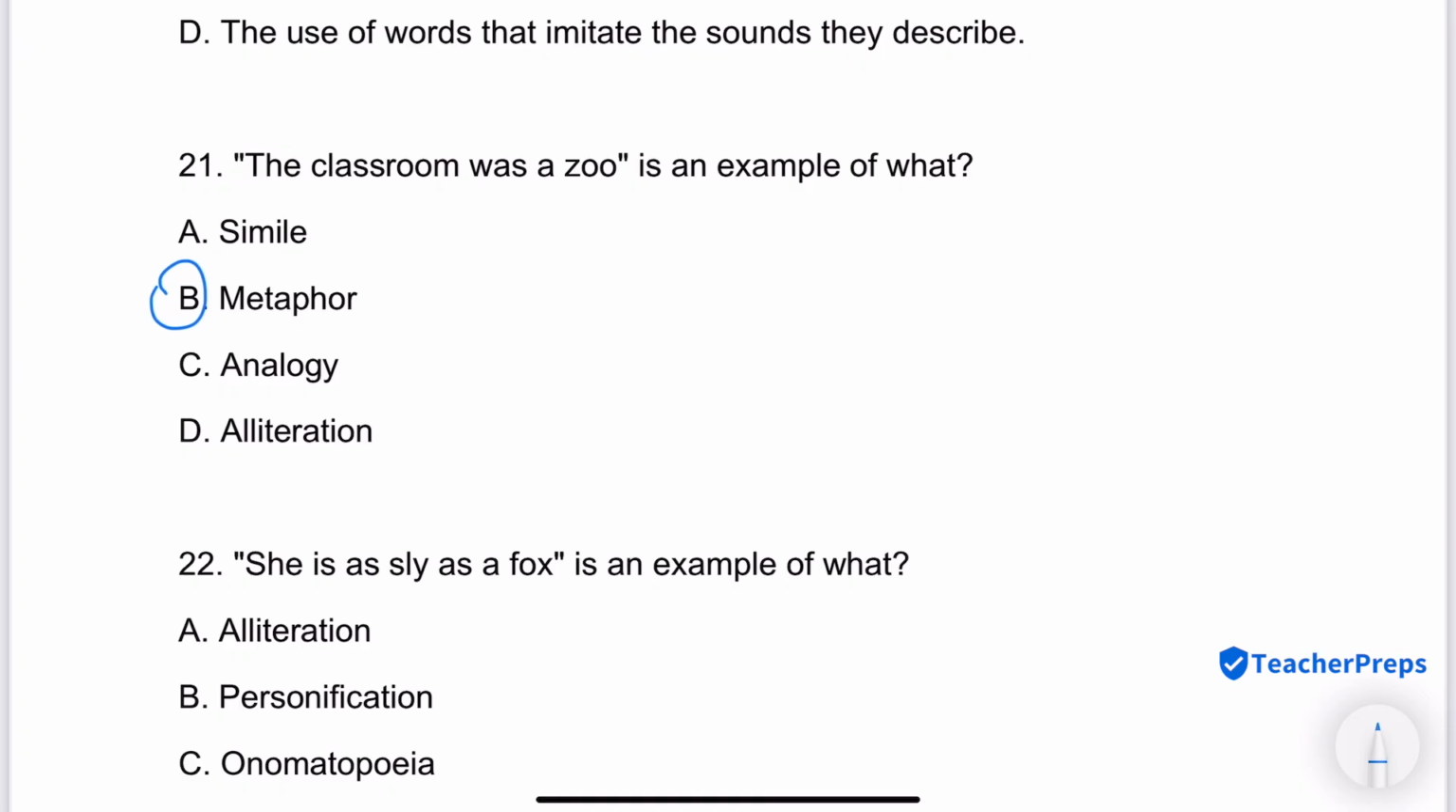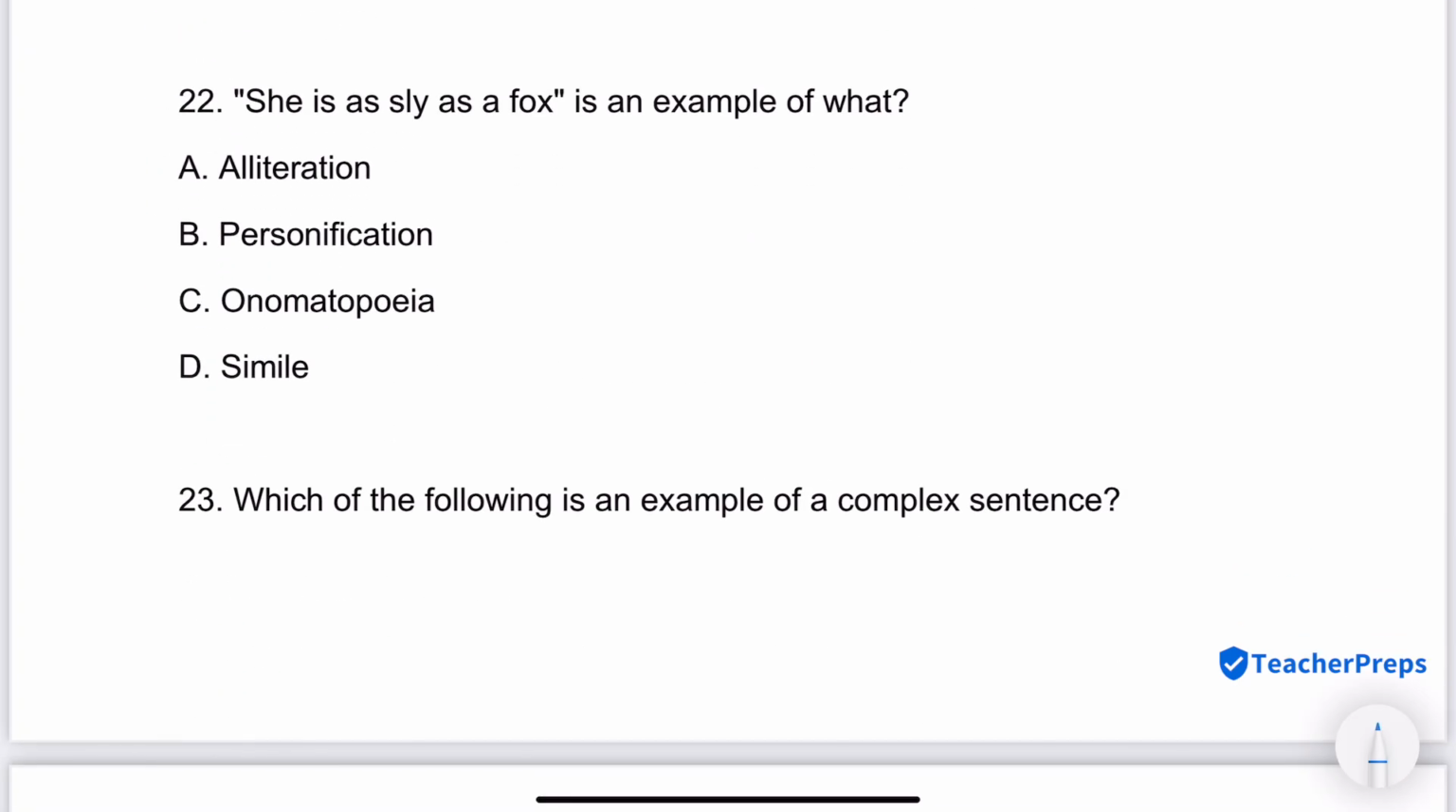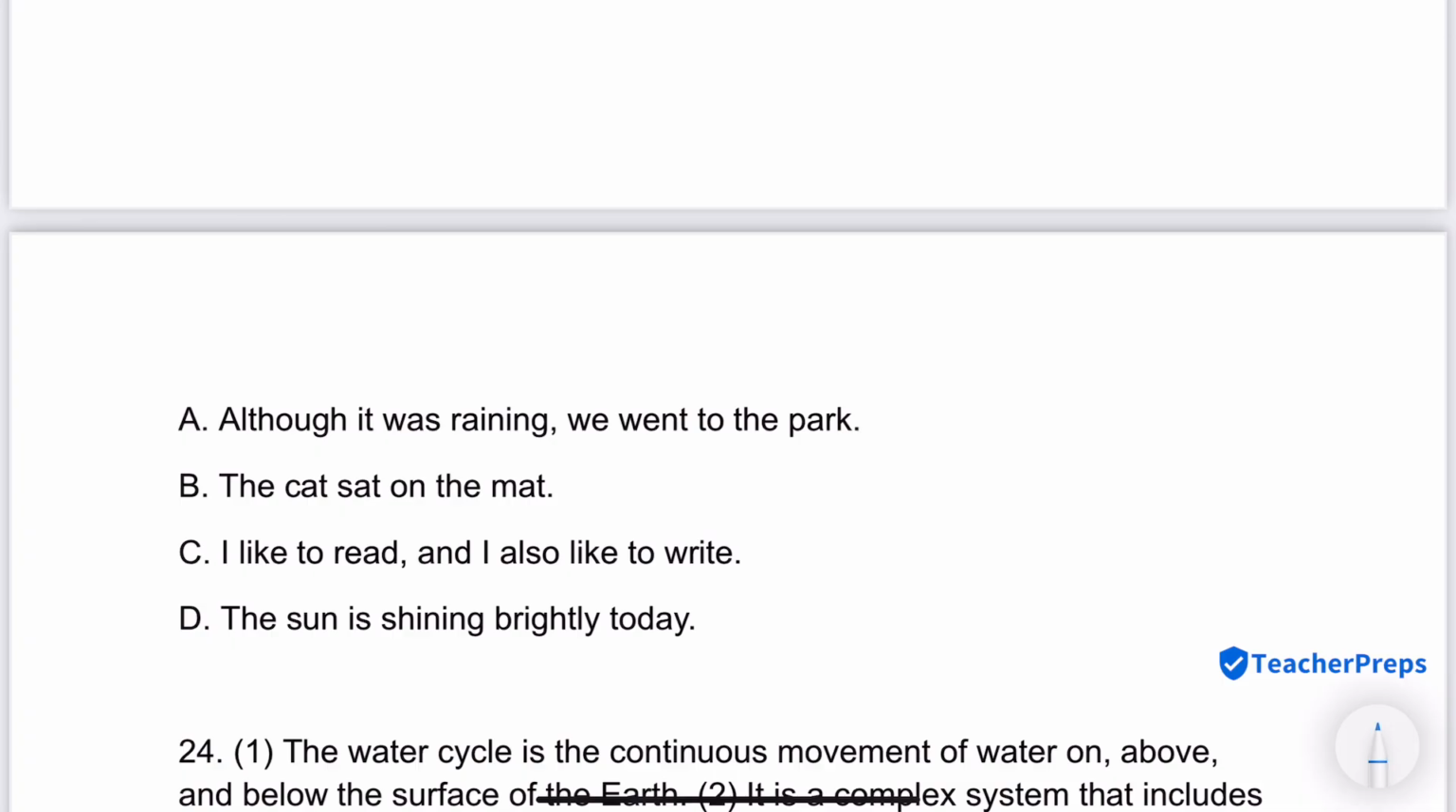All right, so moving on to question number 22. This asks, she is as sly as a fox is an example of what? And here's the other side of the coin for our grammar section. This sentence uses the word as, right there, to make the comparison. As sly as a fox. The presence of words like or as is a dead giveaway, and so this is a simile. Moving on to question number 23.